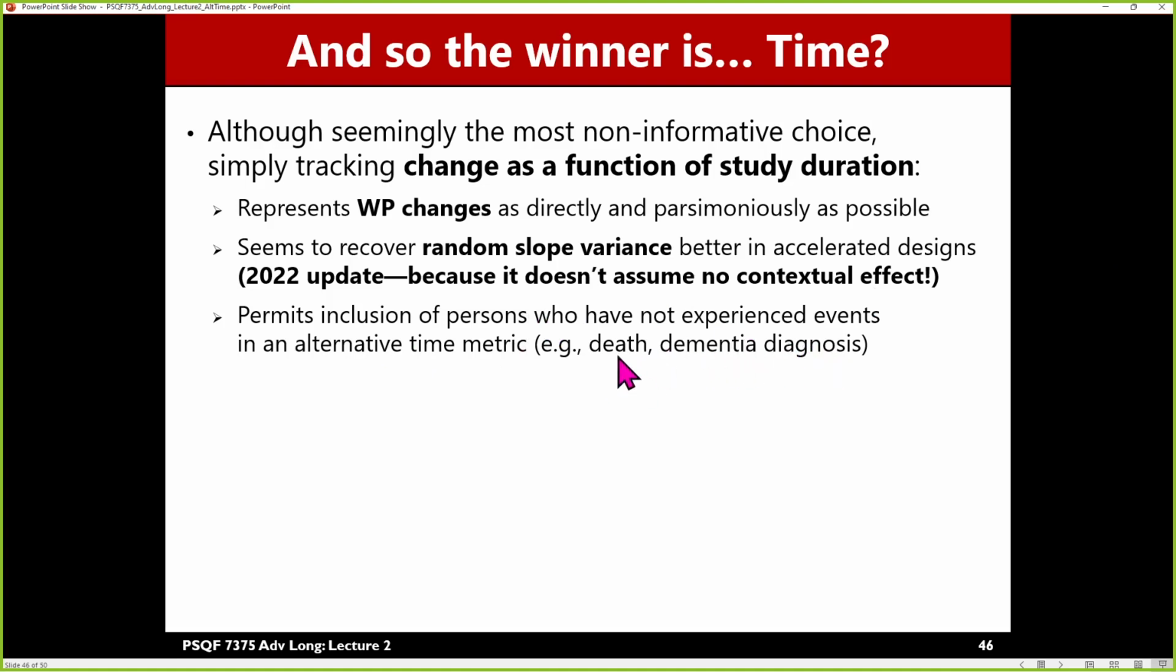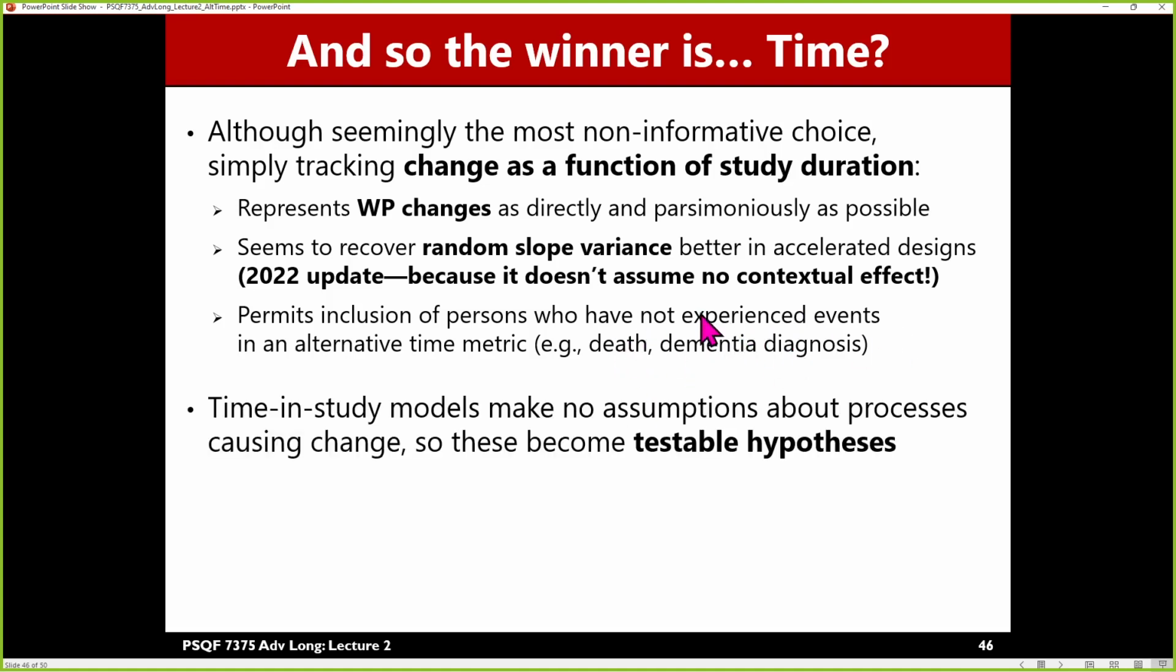So if you're going to do a time metric of years till death, everybody has to be dead for you to know where they are. Whereas you could put something in like dead or not dead, and then how many years to death, something like that as a predictor. You could include people who haven't experienced a critical event that you would otherwise use to create a time metric.